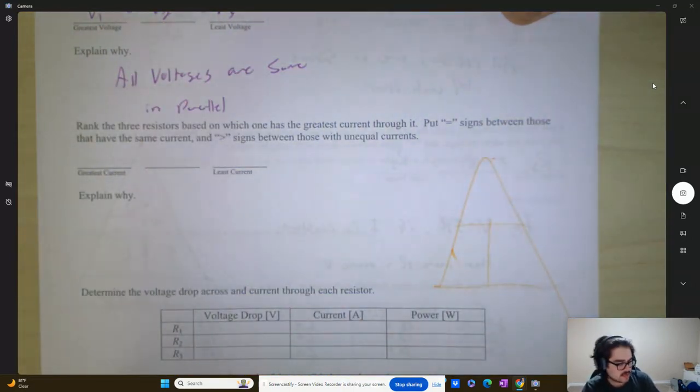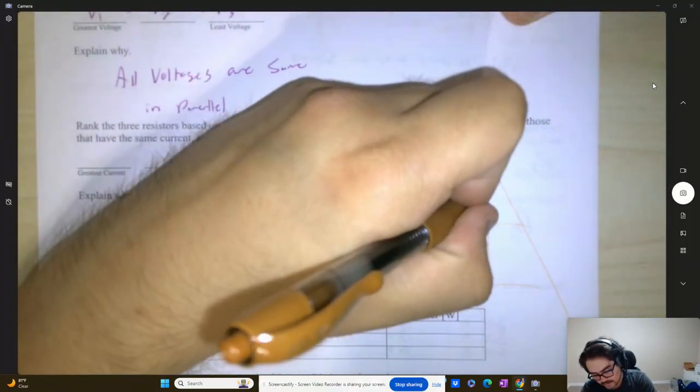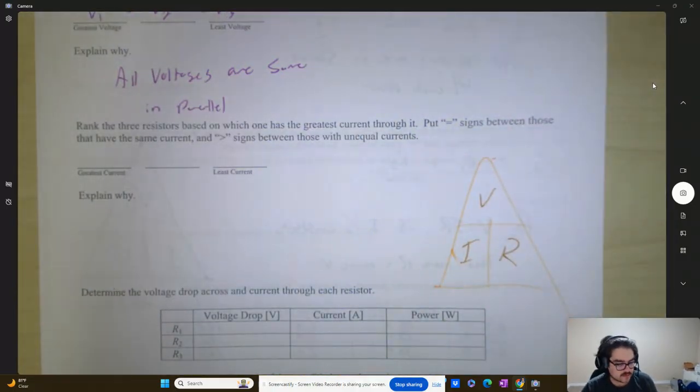Okay. That's not a very good color to use here. We'll use this other one. Okay. And we've got your VIR. Okay. Still not a super great color. Let's change that out for green.